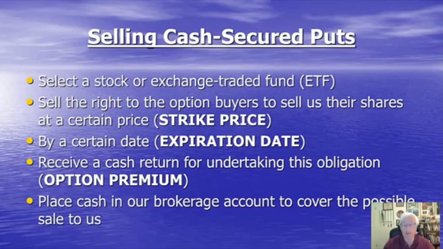Now, most options expire on the third Friday of the month at 4 p.m. Eastern Time. Now, for undertaking this option obligation, we are paid cash, which goes directly into our brokerage account. This cash is known as the option premium, and the amount is dictated by the market. So what we do is we place the cash into the brokerage account to cover the possible amount that we need if that future trade is actually executed. In other words, if the option buyer executes the trade and decides to sell their shares to us, that cash is then in the account to purchase the stock or ETF.